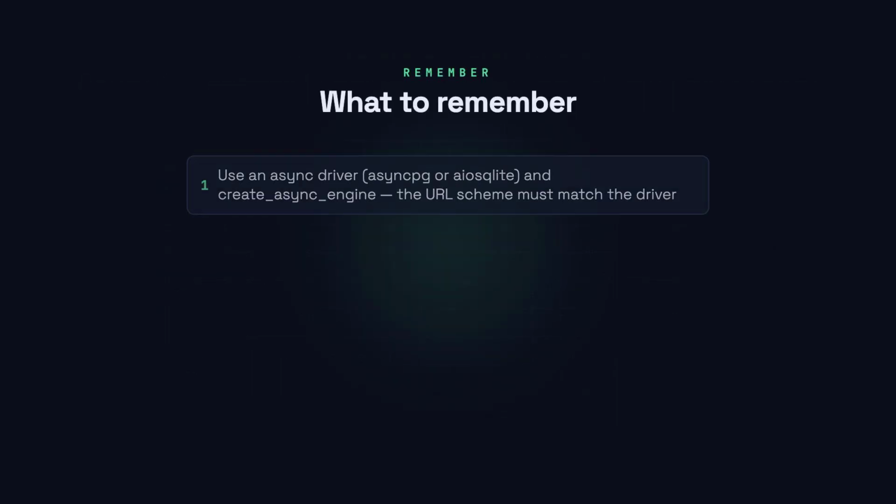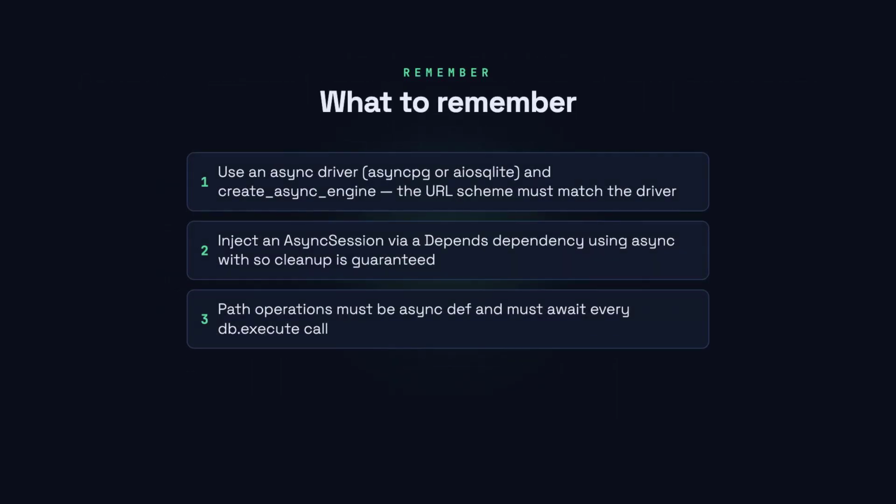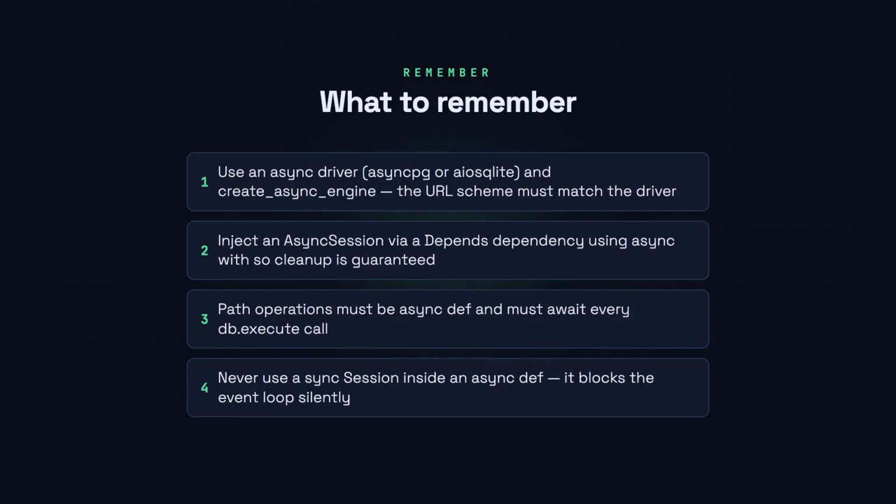4 things to lock in. 1. The async driver and the engine URL scheme must match: sqlite+aiosqlite or postgresql+asyncpg. 2. Deliver the async session through a Depends dependency, so the session lifecycle is managed for you. 3. Your path operation must be async def, and every query must be awaited. 4. Never drop a synchronous session into an async path operation. It compiles fine, but silently stalls the event loop under load.